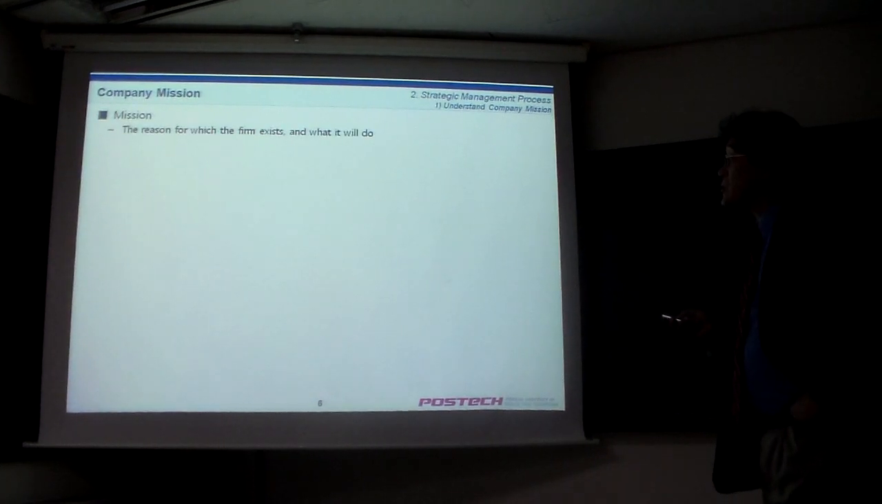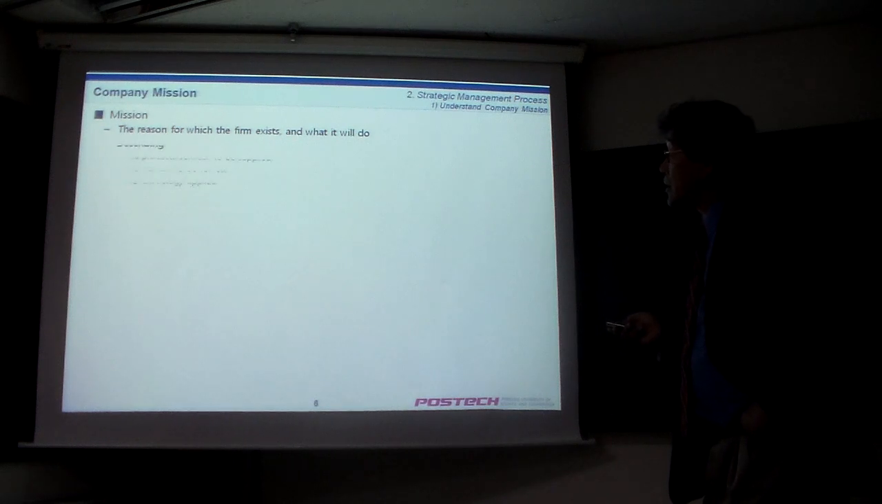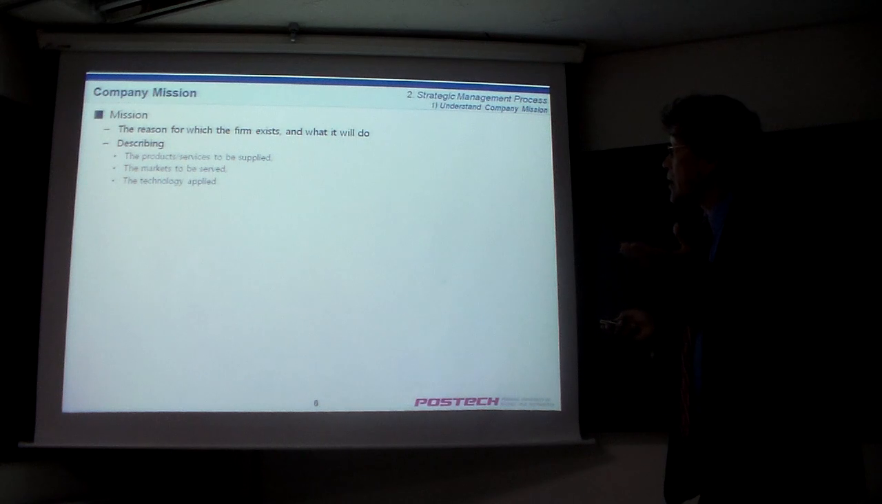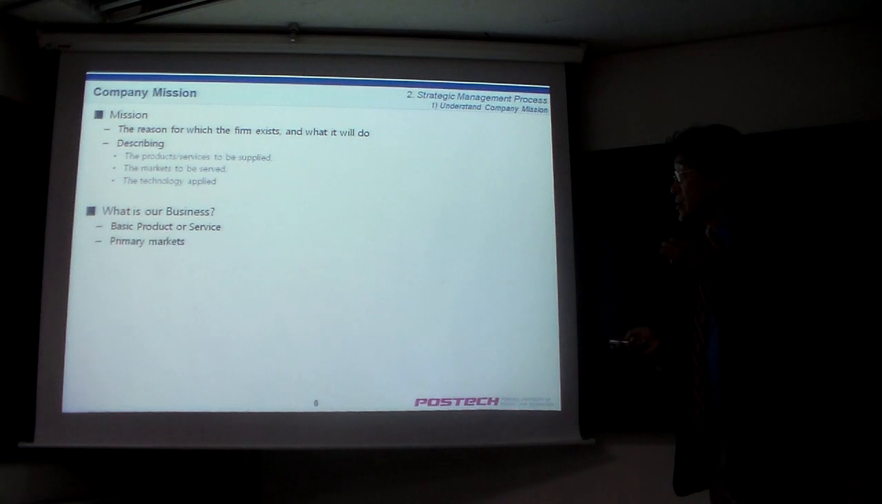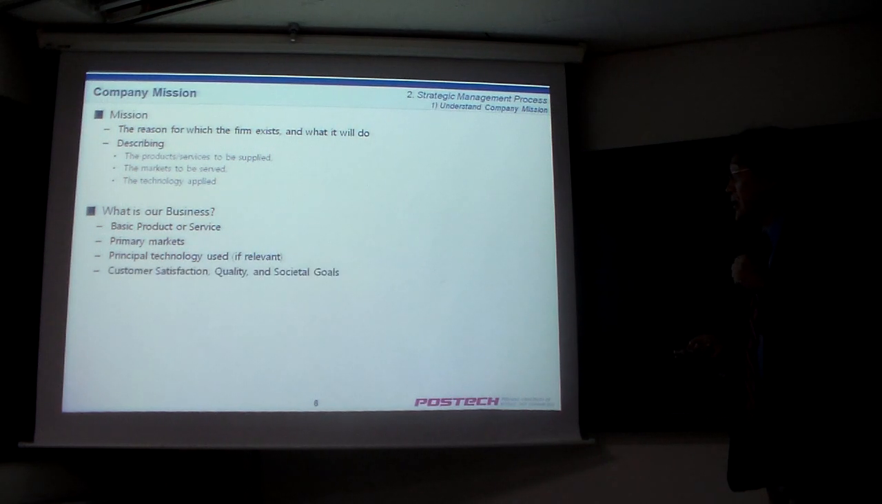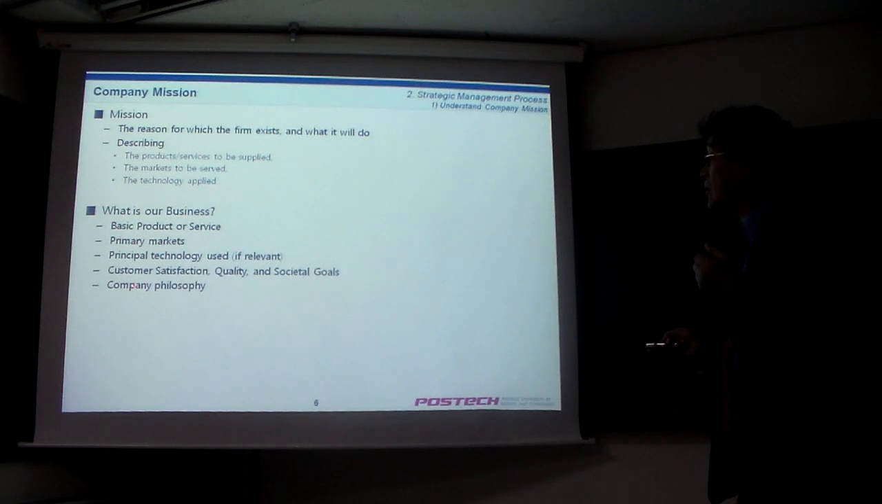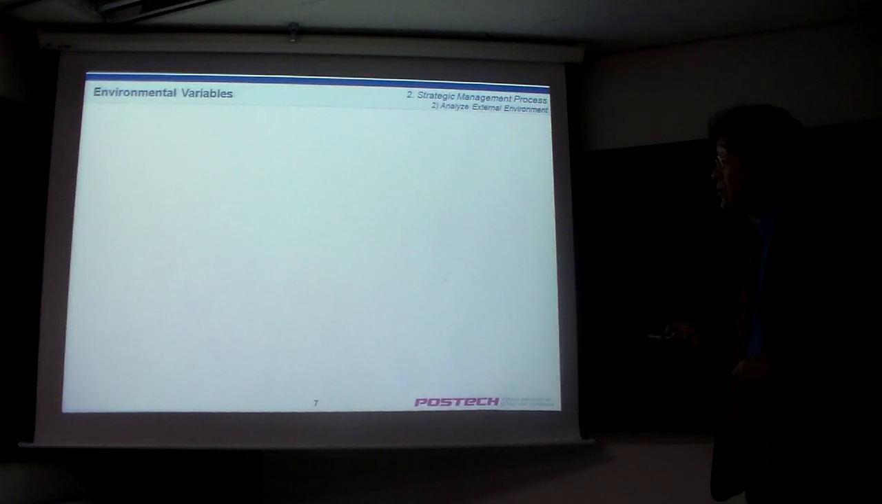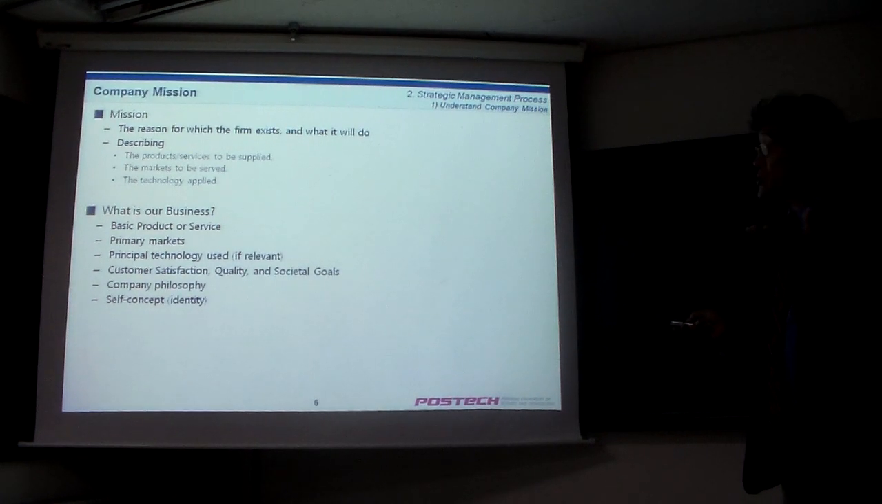Company mission. Mission is the reason for which the firm exists and what you do. It describes the products and services to be supplied, the markets to be served, and the technology applied. What is our business? You have to specify the basic product or service in primary markets, and the principal technology used if relevant, and then customer satisfaction, quality and social goals, and company philosophy, self-concept, and identity. Those are all part of the company mission, and you have to specify them before you get into your external and internal analysis.